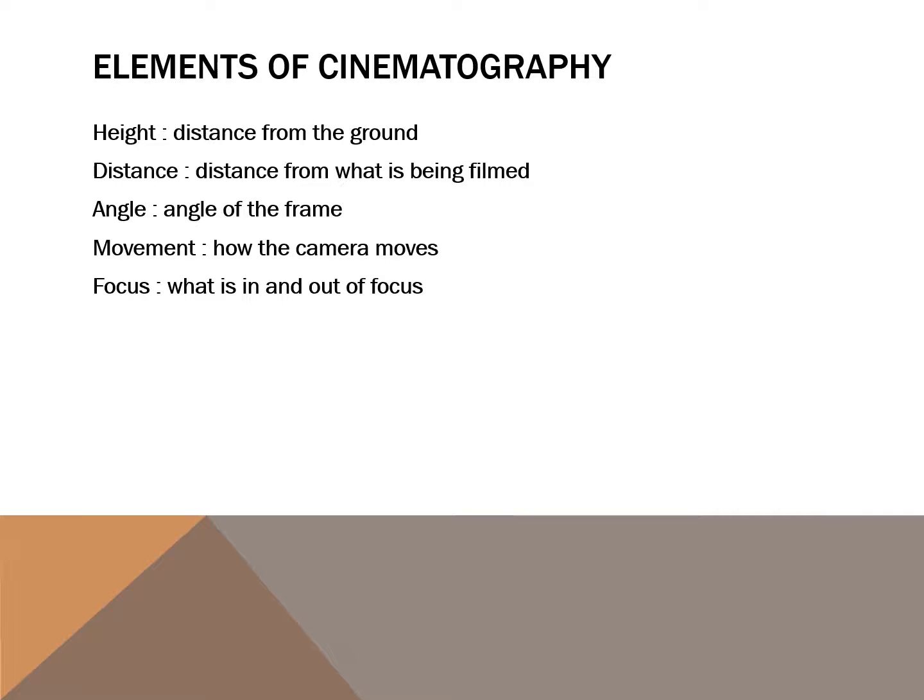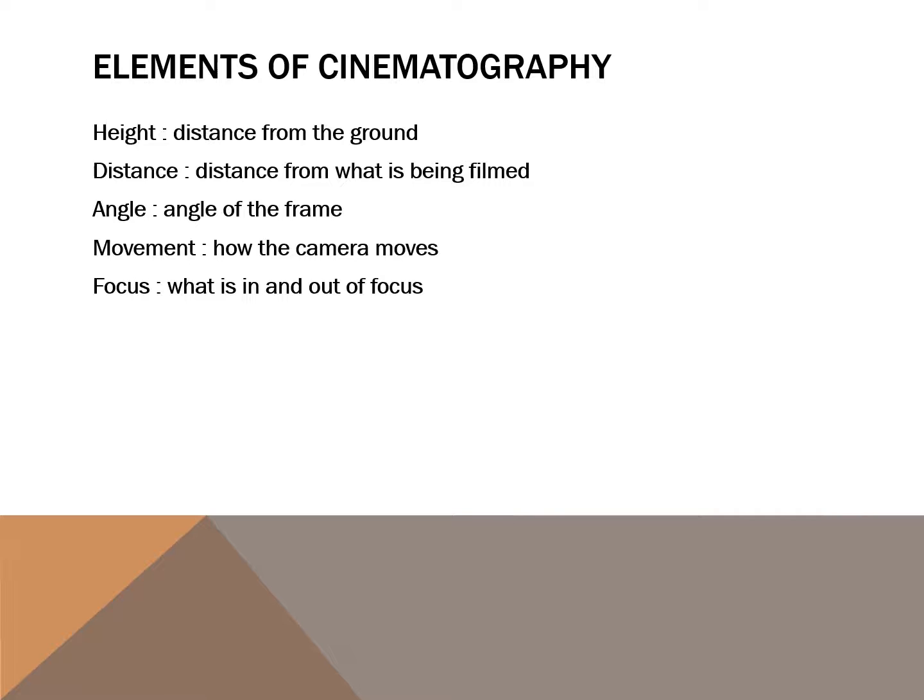Then we also have the elements of cinematography to move on to, how the camera is affecting the film rather than just the staging of the film. The elements of cinematography that we're going to focus on are going to be height, distance, angle, movement, and focus.